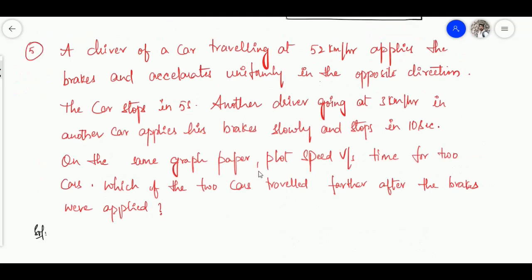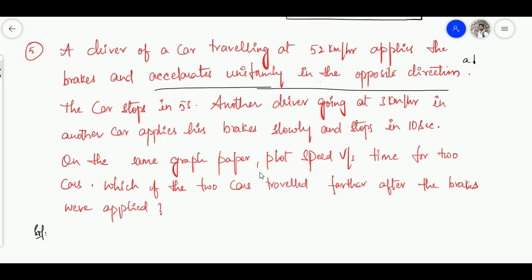Okay, let's read the fifth question. A driver of a car traveling at 52 km per hour applies the brakes and accelerates uniformly in the opposite direction. See, there is a keyword here: applying the brakes. He is saying the car is accelerated uniformly in the opposite direction. That means the speed is decreasing. When the brakes are applied, the speed will decrease. So indirectly, by this whole statement he has given that this is retardation.